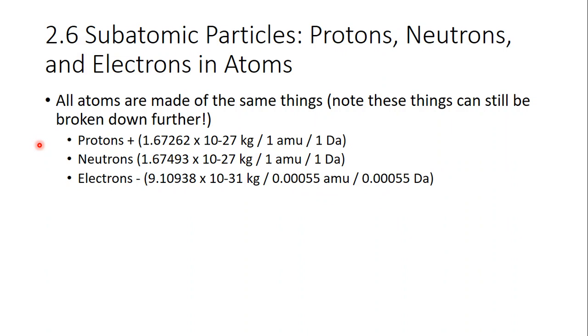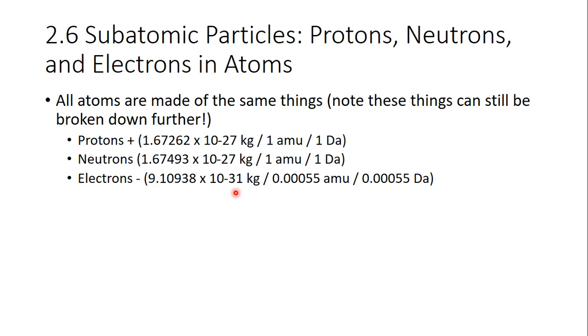In this video, we're going to look further into the subatomic particles. Now, we know from our previous videos that atoms are made of the same thing: protons, neutrons, and electrons. And if you go and study physics further on, you can see that these aren't the smallest things. We have gluons, we have quarks, and so on and so forth. But for us in chemistry, we only care about protons, neutrons, and electrons.